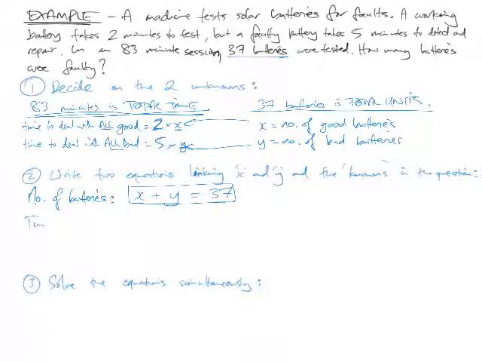And time, the other known, is the total time of the session, the total time spent testing. And we know the total time dealing with good batteries was 2 times whatever number of good batteries there were. And the total time dealing with bad batteries is going to be 5 minutes times the number of bad batteries dealt with. And that total time added up together is going to be 83 minutes for all of those batteries. So we have our two equations. We have our simultaneous equations ready to go.